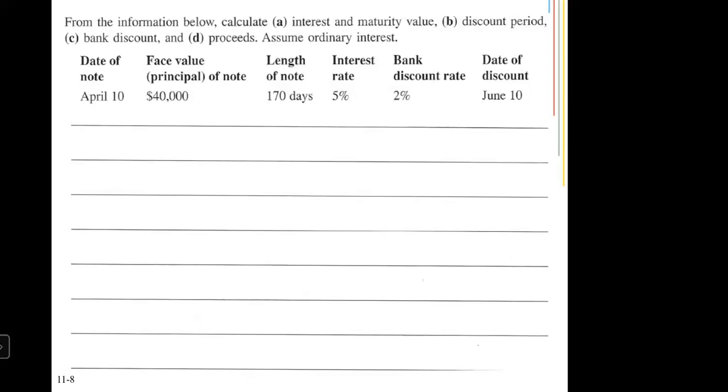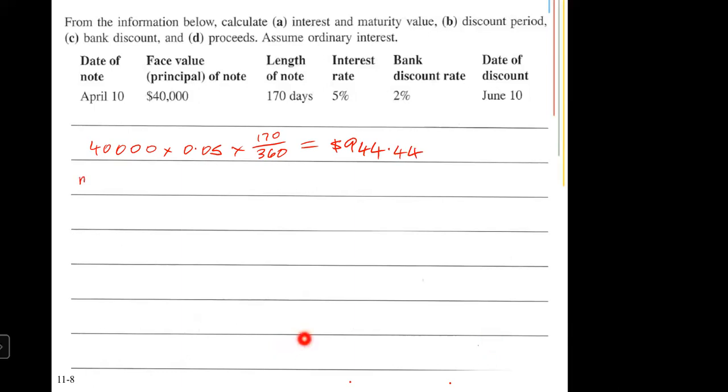Okay, so 40,000 times 0.05 times 170 over 360. Okay, so we're finding the interest. So when we multiply that, $944.44. All right, so that's our interest.